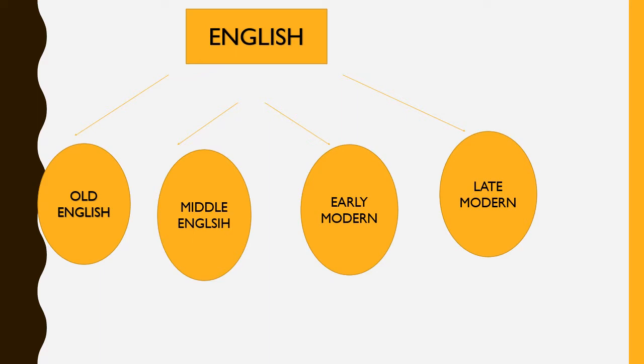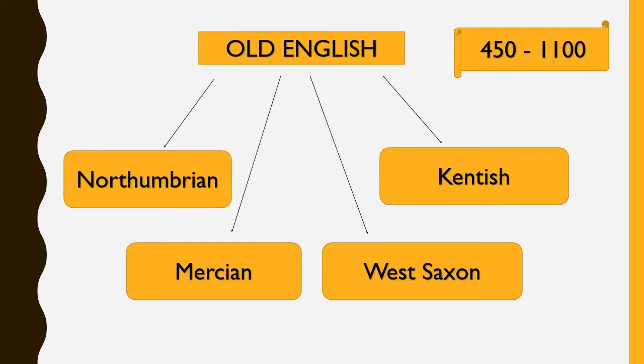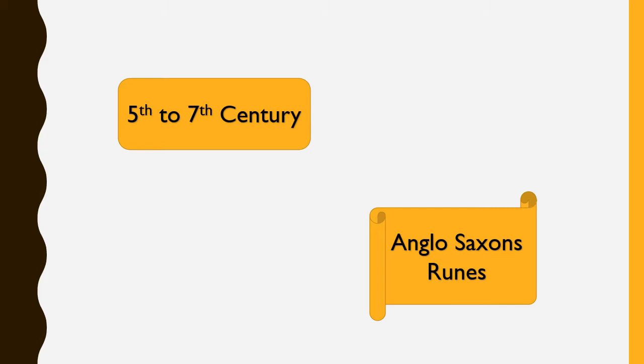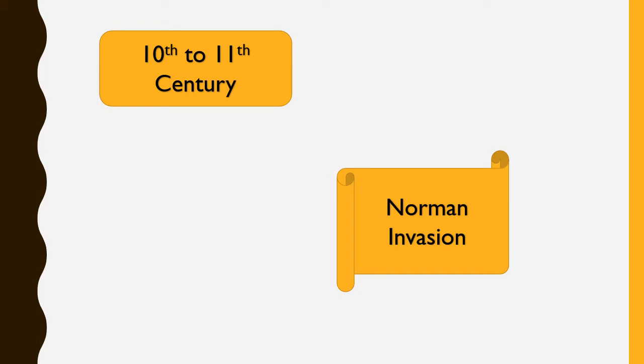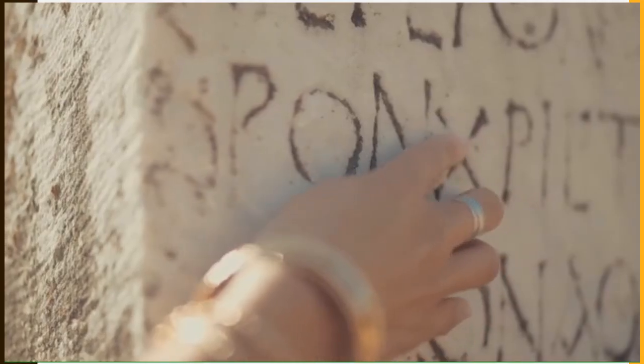Old English can be divided into four dialects: Northumbrian, Mercian, West Saxon, and Kentish. 5th to 7th century: available literature referencing this period is not available aside from limited examples of Anglo-Saxon runes. 7th to 10th century: in the world of Anglo-Saxons, notable poets like Cynewulf and Caedmon documented works. 10th to 11th century: the final phase of Old English, brought by the Norman invasion. 85% of the words are now unrecognizable.